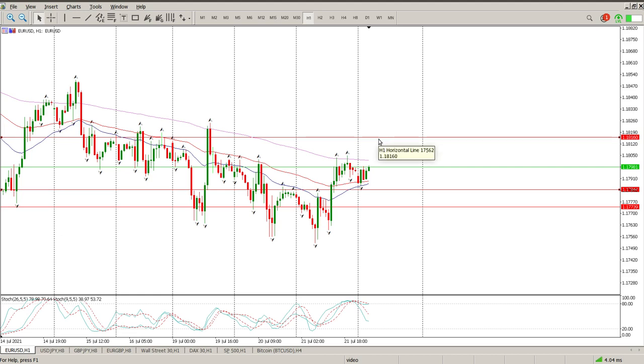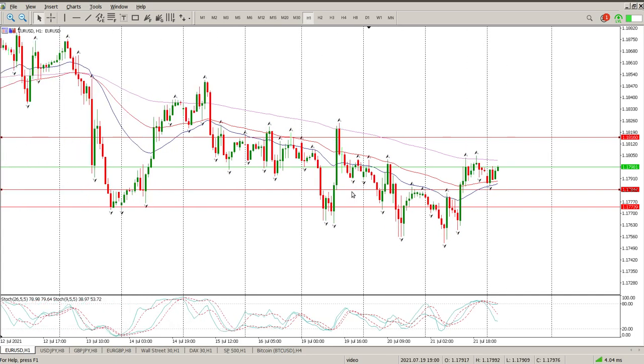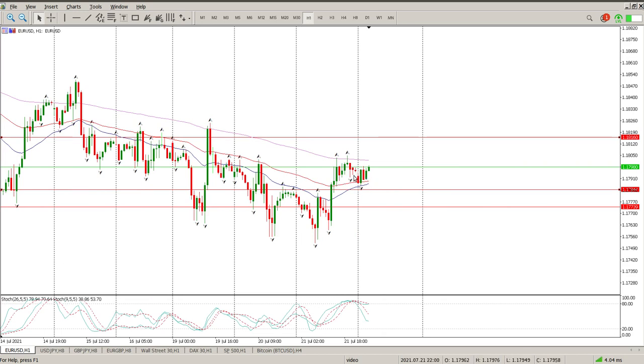That does start setting up a trend reversal on the hour, because that would break through all the moving averages and probably bring a moving average crossover for us as well. So looking at a golden cross forming here on the hour, so that would give us strong euro, weak dollar to the move to the upside.